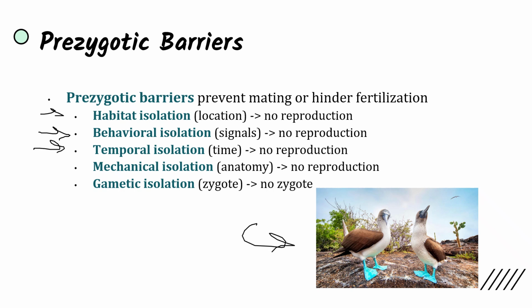There's also temporal isolation. If two individuals cannot breed because they're not on the same mating cycle, like they breed in different seasons, then that means no reproduction will occur. These are separate species. If there's mechanical isolation, if the anatomy doesn't match up and allow breeding, then no reproduction. These are different species. And lastly, gametic isolation. If even after mating occurs, zygotes cannot be formed, so the sperm cannot fertilize the egg, no zygote is formed, then again, these are going to be separate species.